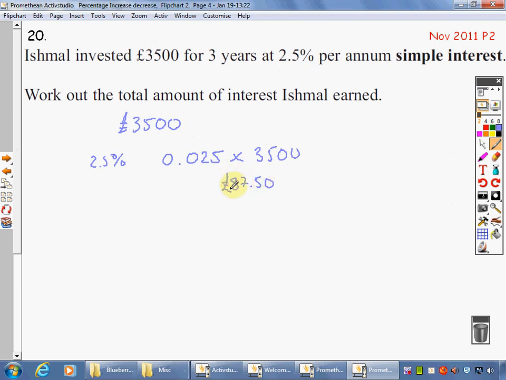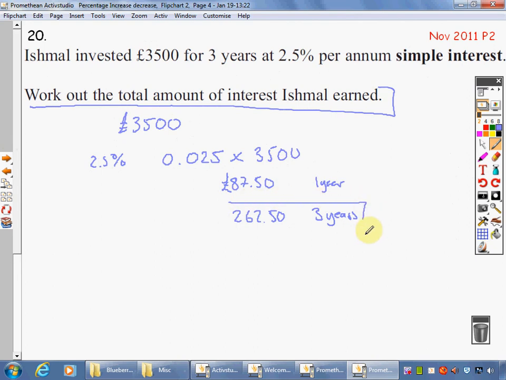And that's 1 year's worth. I need 3 years' worth, so I'm going to times that by 3, and the answer to that is £262.50 for 3 years. Okay. It says work out the total amount of interest Ishmael earned. Actually, that's it. That's the interest he earned. Let's put a pound sign in there.